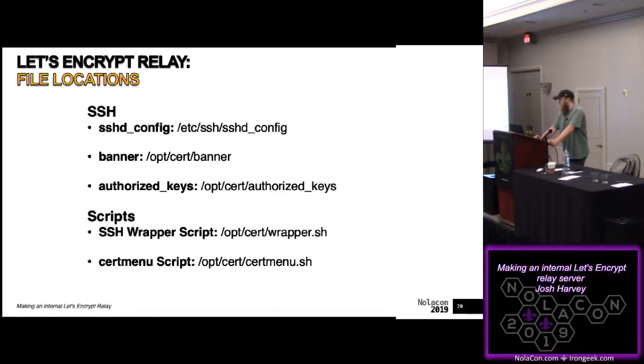Once you have Apache installed and the vhost created, we need to create the group that will be used in the SSH config and where we're going to add the relay users to. Once the SSHD is configured, we can copy the SSH wrapper script and the cert menu script to the opcert directory, which is the directory I created during the process because it was easy for me to remember, and that's pretty much the only reason why. Any of these locations, for the most part, can be customized. I just made it paths that were easy for me to remember.